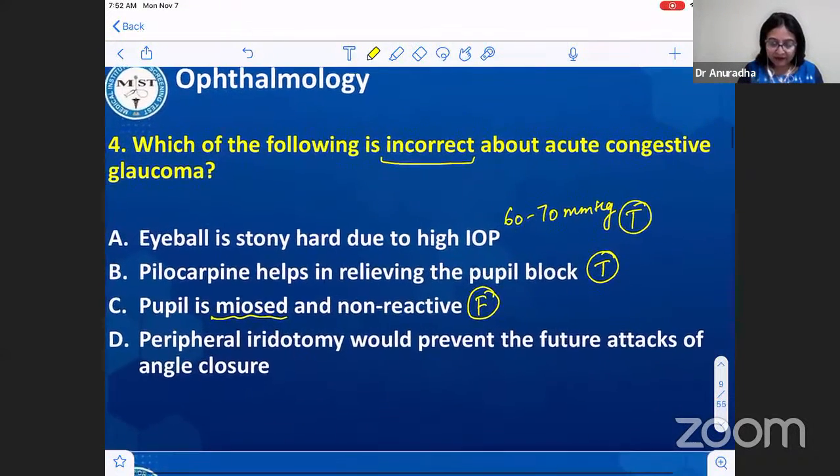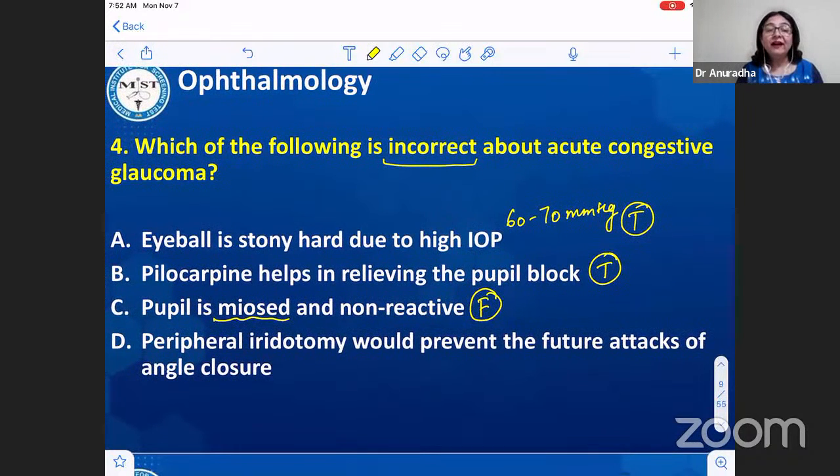Peripheral iridotomy would prevent the future attacks of angle closure glaucoma. So that is the right statement, because the person is prone to have repeated attacks of high pressure. If we make an additional opening in the iris, which is known as peripheral iridotomy, that will prevent the future attacks of the glaucoma.